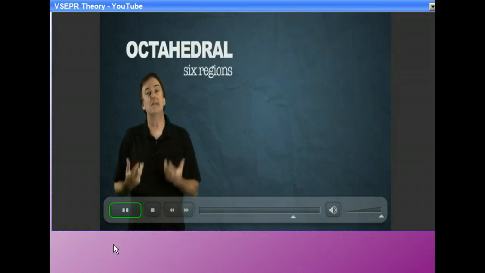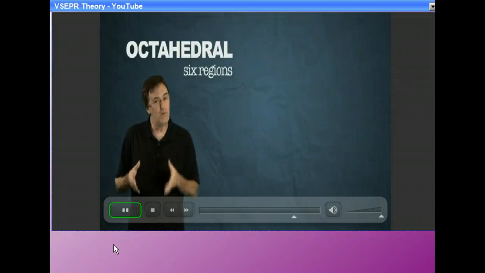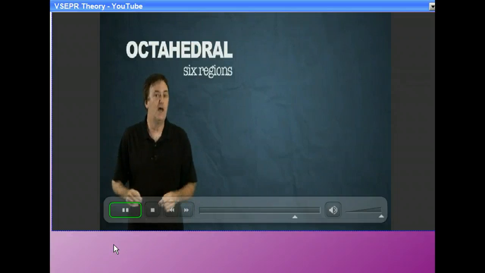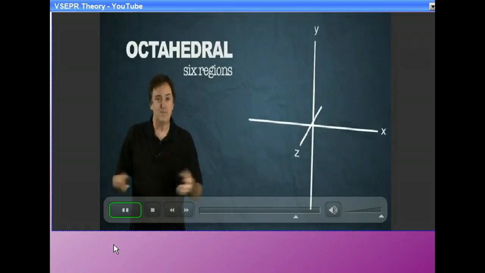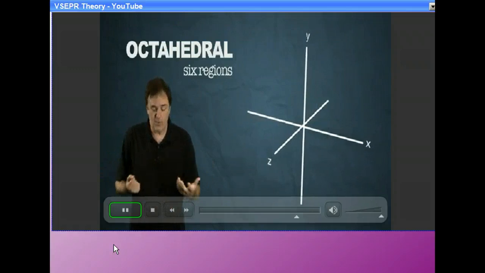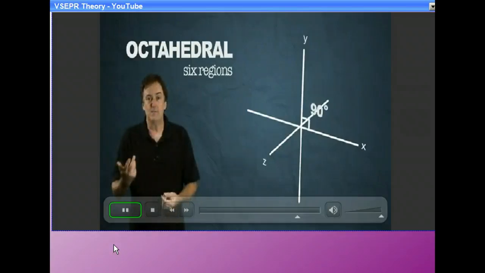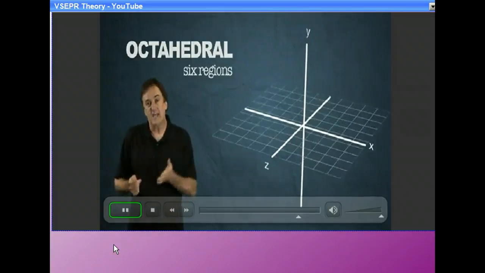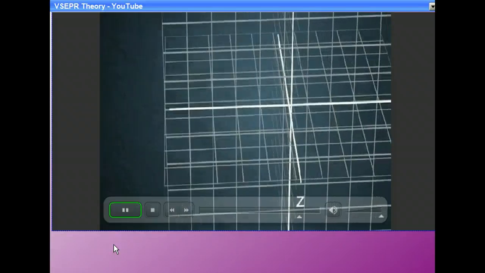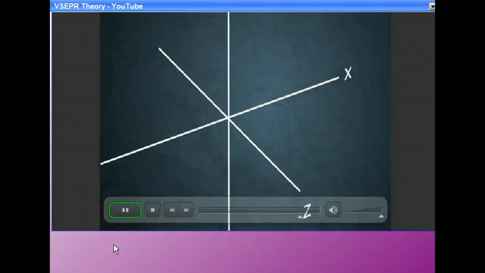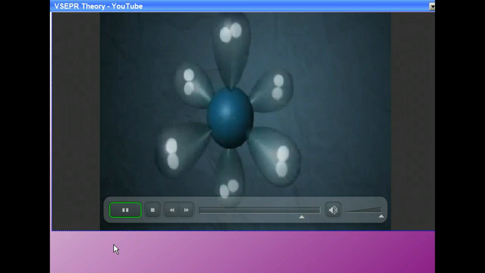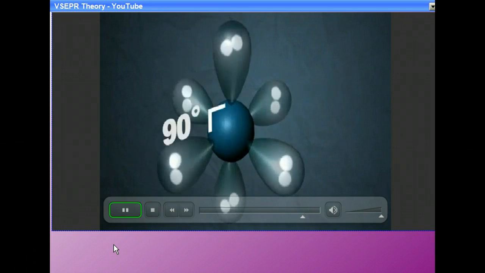And when you get up to 6 regions, you get something that should look somewhat familiar if you've ever studied X, Y, Z coordinate planes and coordinate points. Everything's 90 degrees apart or 180. It's like the X, Y, and the Z axis of three-dimensional space. You put one atom in each space, you get 6 total. Bond angles are either 90 or they're 180.